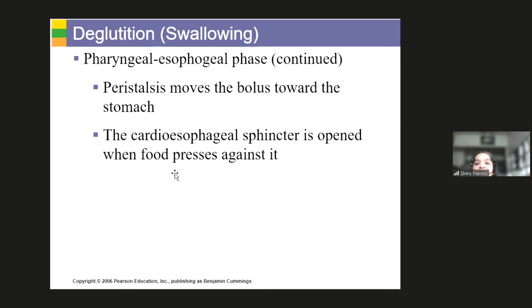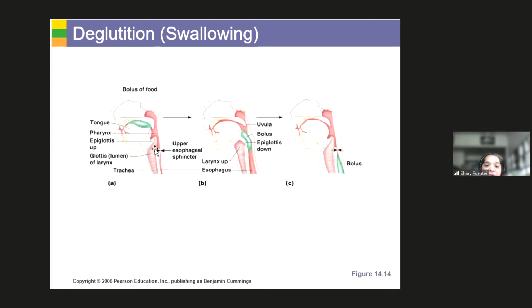Upon reaching the stomach, the bolus knocks on the cardioesophageal sphincter, as if saying, open the door please, because we're coming in. So your cardioesophageal sphincter is going to open as the food presses against the sphincter, and the food can enter because you've swallowed something. So here we have the bolus of food in the mouth, and then you swallow it, it passes to the pharynx, and then it goes into the esophagus. Okay, so that's your swallowing.